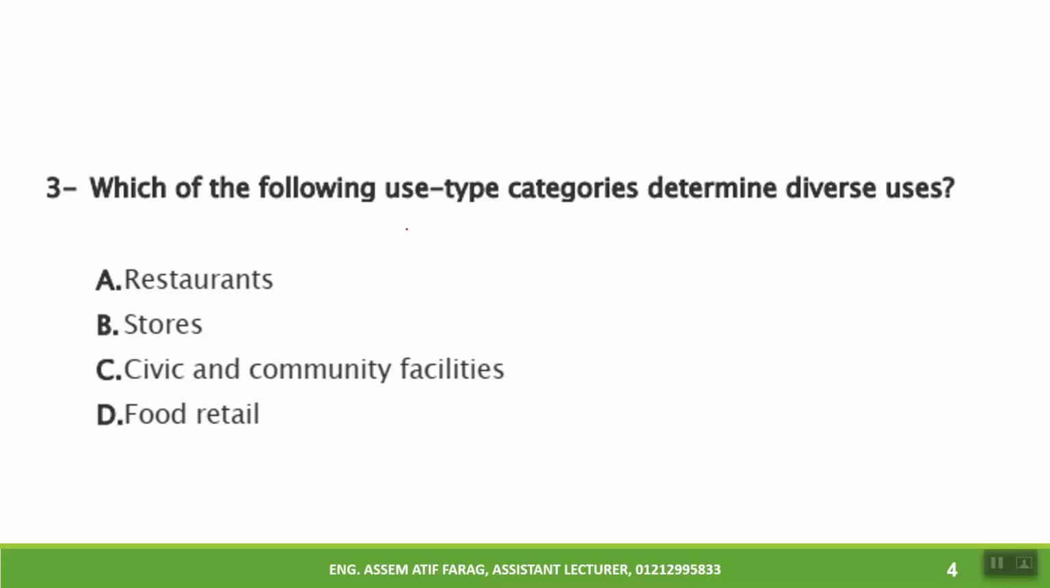There are five categories of use types. The first is food retail, so food retail is a viable option. Then community-serving retail, services, civic and community facilities. So this option is also available. Then community anchor uses. So these two options are the right options, but stores and restaurants are not considered use type categories. This option and this option are right.